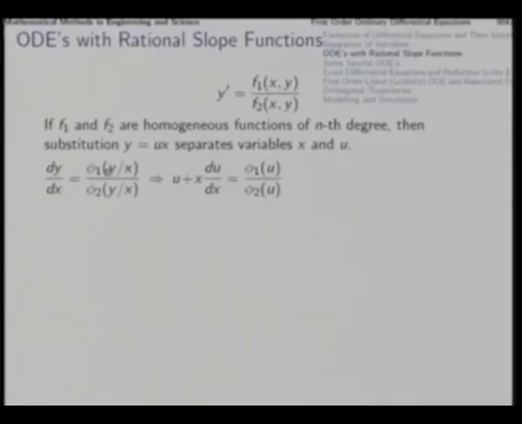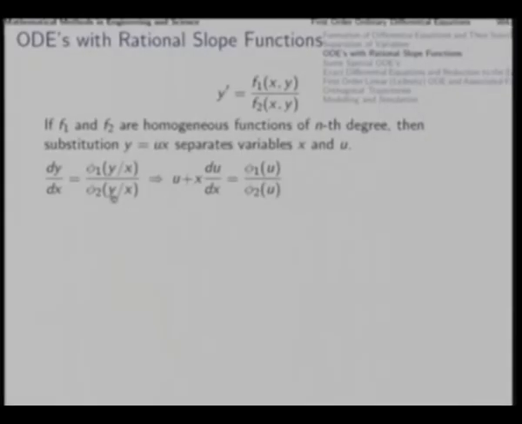So, if you divide the numerator as well as the denominator by x to the power something, and we can represent the two functions after division in this manner, that is, as a function purely of y by x, that means whenever y and x appear in this expression, they appear together in the form of a ratio y by x, and the same thing happens for this case also.